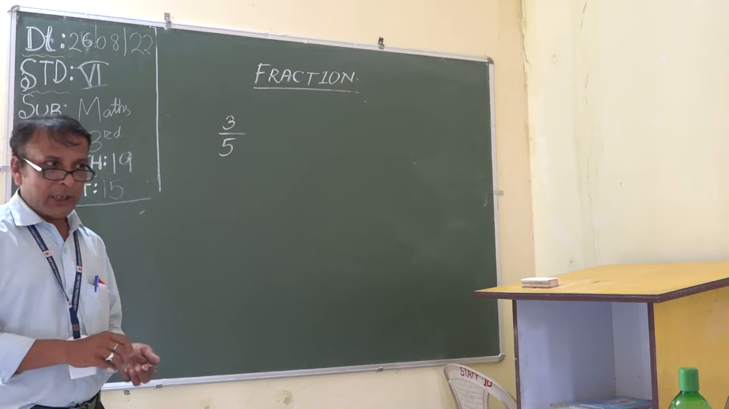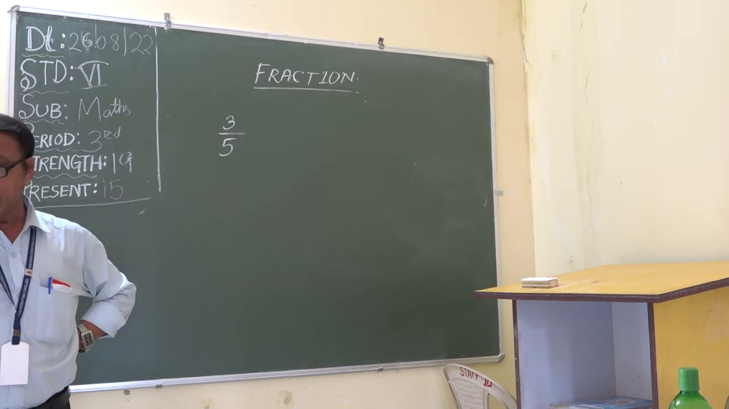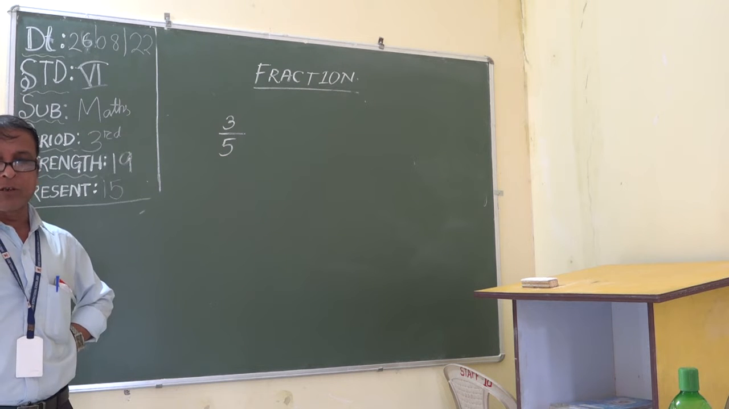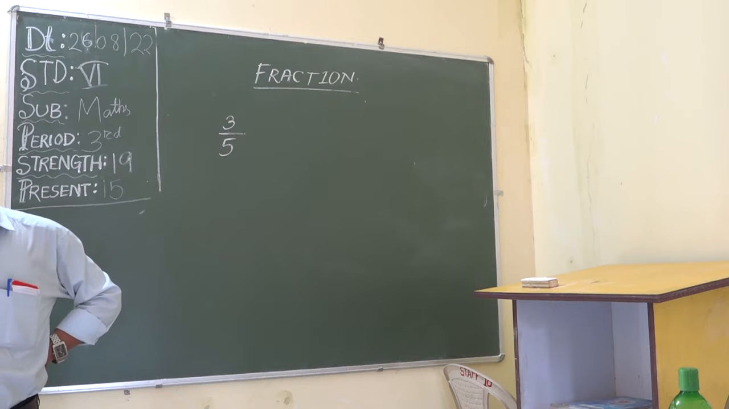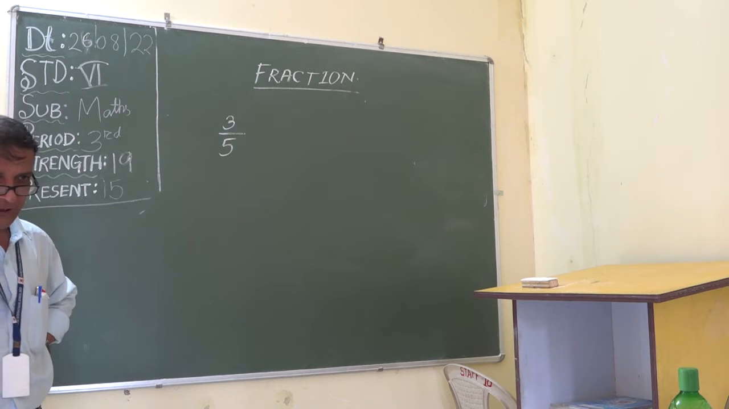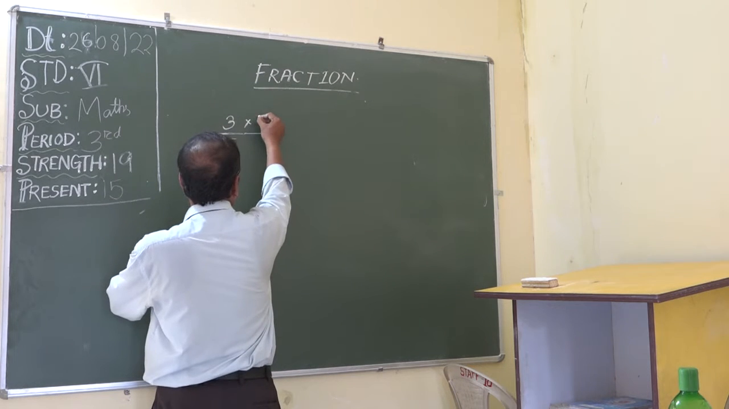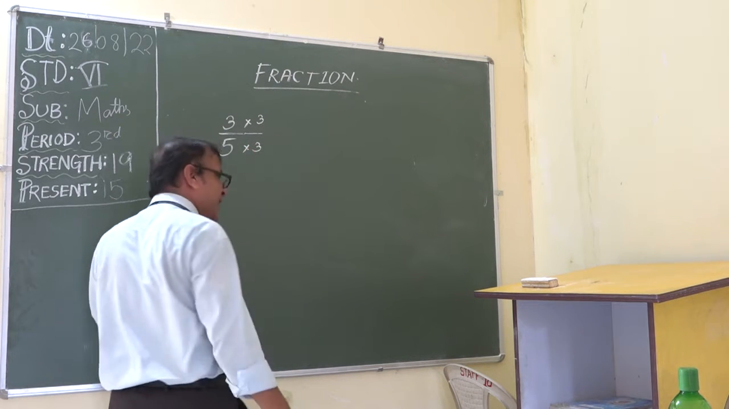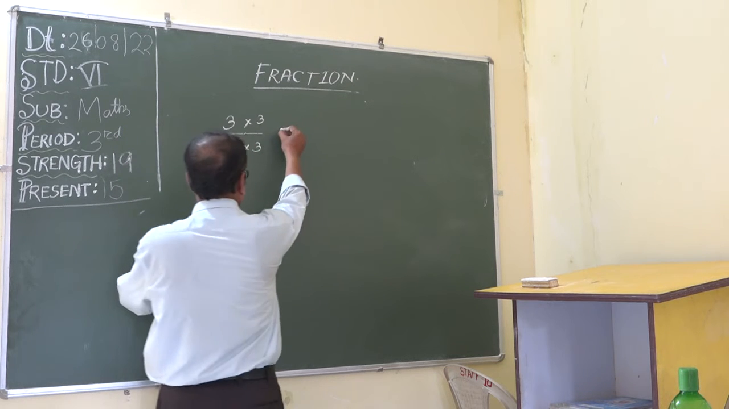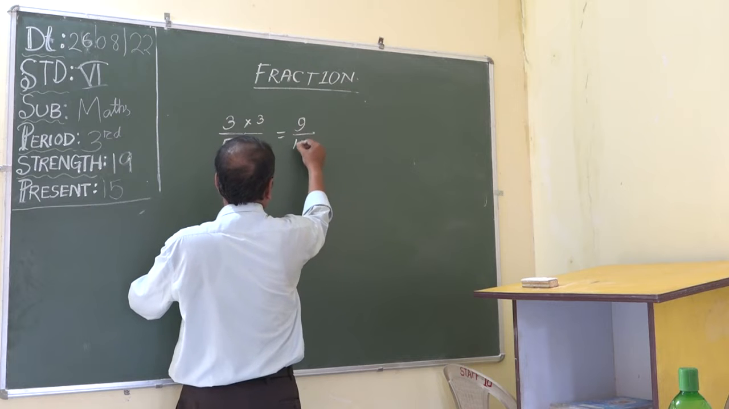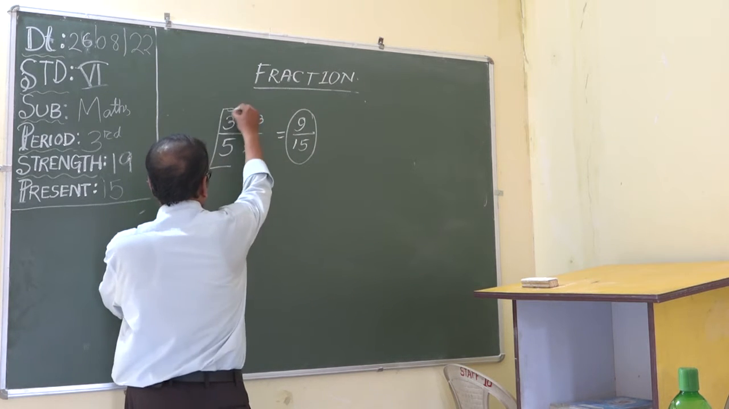Now, equivalent fraction means if the same number is multiplied to both the numerator and denominator of a fraction, then it will give an equivalent fraction. 3 by 5, multiply 3 and 3. Then 9 by 15. So this 9 by 15 is the equivalent fraction of this one.